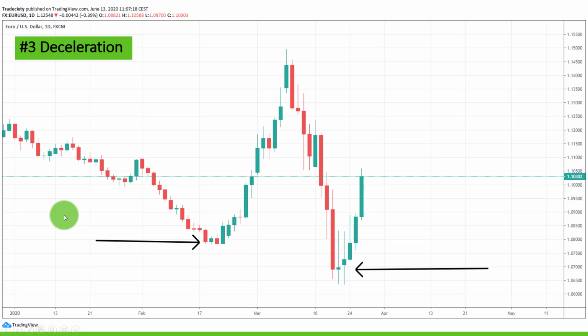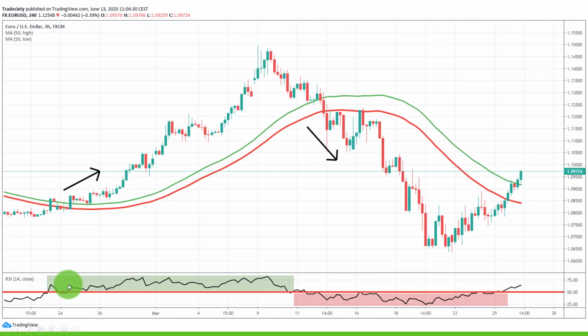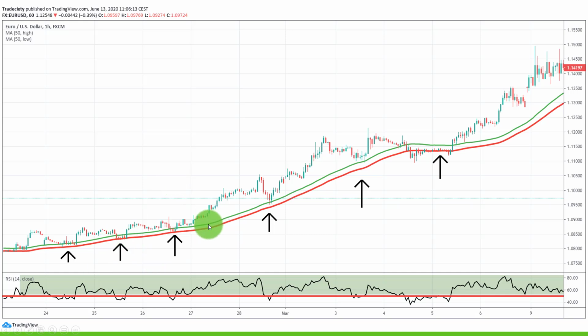So you go to the higher time frame, like here, you look for the bullish period, RSI above 50, price action above the channel, and then you go down to the lower time frame and look for pullback entries, for example. And this is something that will help you look at trend strength in a different way.